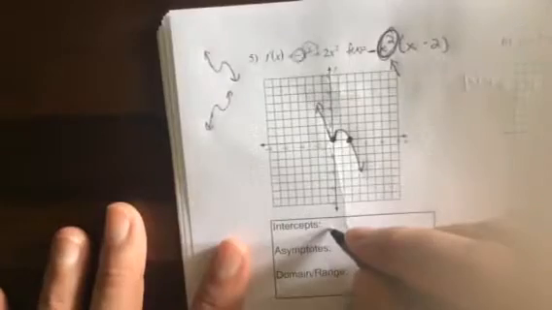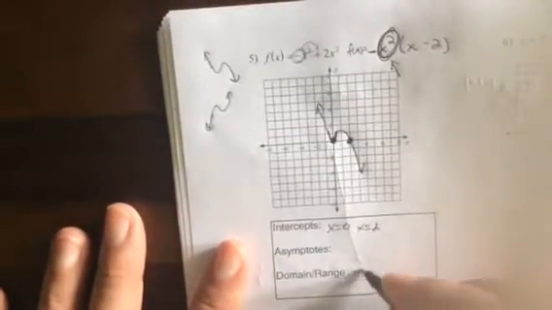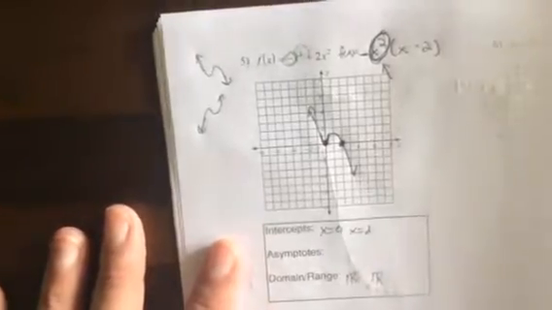There's an intercept at x equals 0 and x equals 2. There's no asymptotes. The domain and range are both all real numbers. All right, almost done here.